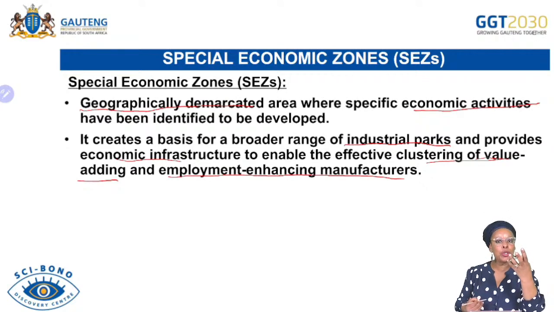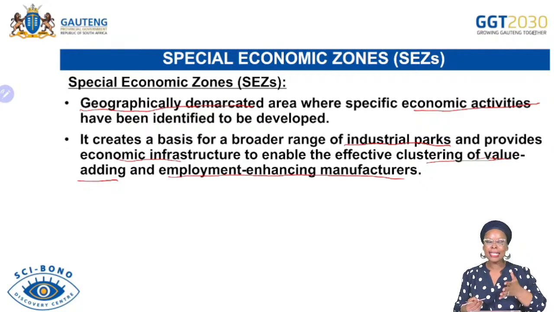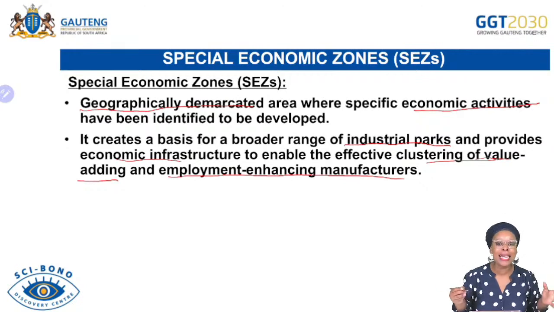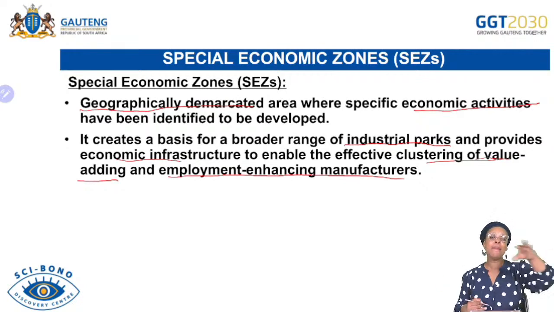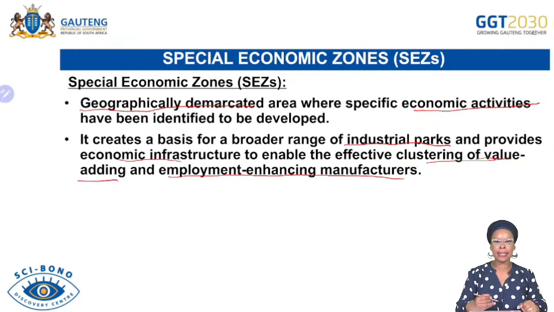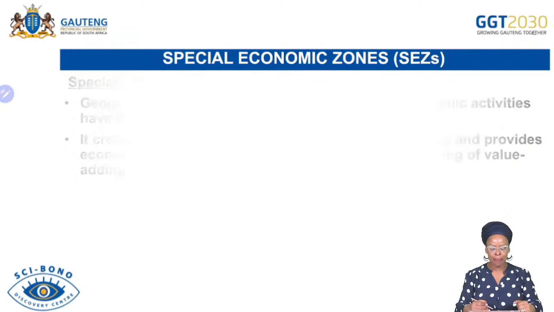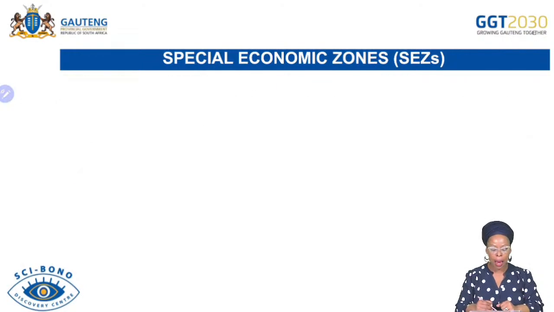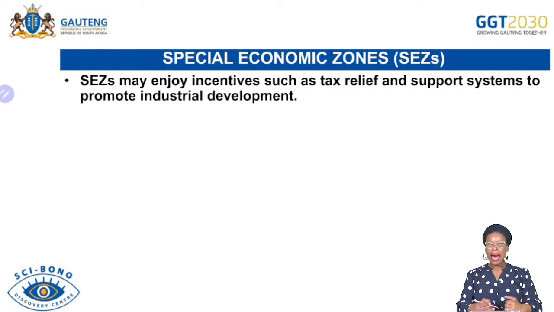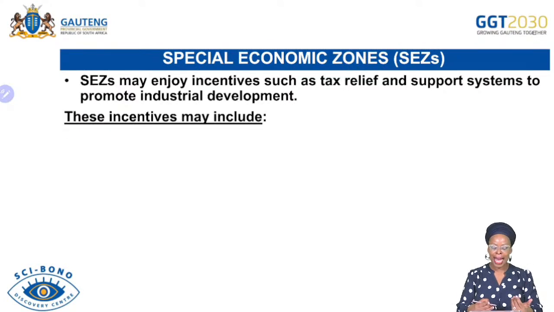So what I want you to know is that this SEZ can be found anywhere. Whether there is an international airport or an international harbor nearby, it doesn't matter. They can be found anywhere in the country. They're not restricted to a harbor or an international airport. Let us look at them.